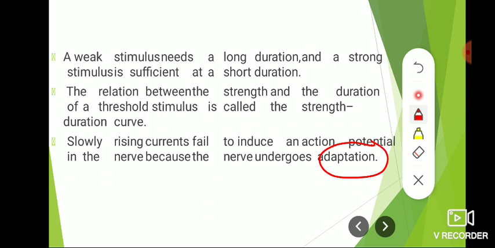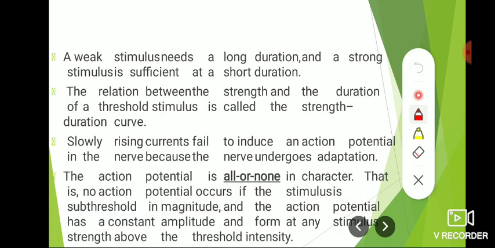So due to adaptation, a slow rising current will not generate an action potential even if it reaches the threshold level. And action potential has the classical property of the all or none law. That means no action potential occurs if the stimulus is subthreshold. And an action potential has a constant amplitude and form at any stimulus strength above the threshold also. Even if you increase the strength of the current, the amplitude of the action potential will not rise. So it is called the all or none law of an action potential.